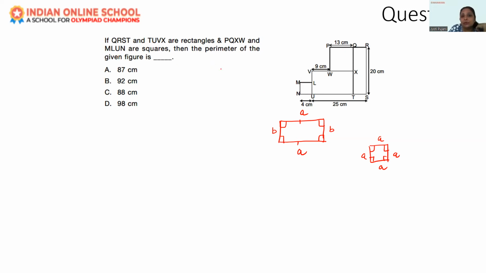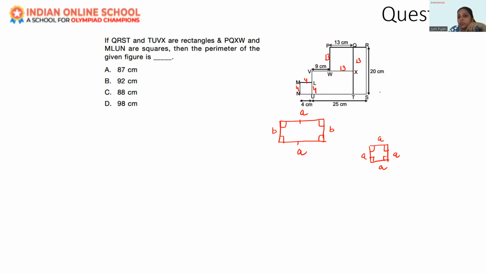M, L, U, and R is a square. So what is the meaning of square? Square means all sides are equal. Fine. So this will be 4. This is 4. This is 4. So this will be 4 also. Fine. After that, P, Q, X, W are also squares. So what I have to do? This is 13. So all sides are equal. So this is also 13. This is also 13. This is also 13. Got it, everyone? Now we have to find the rest of the parts also.